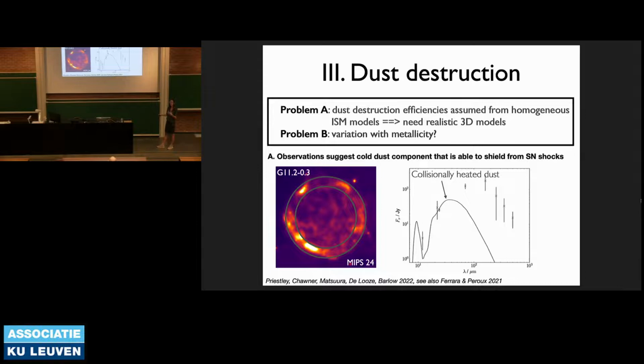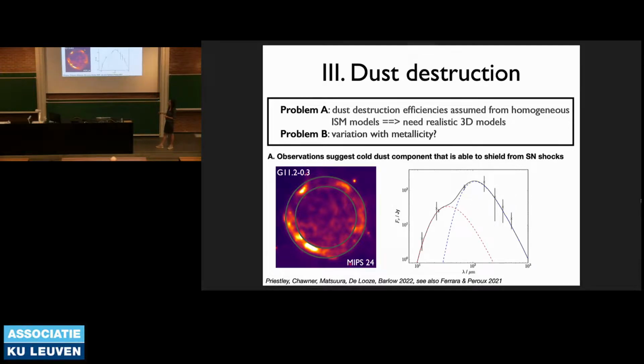So you have X-ray data, so you can calculate what your X-ray properties are, what the gas density is, and what you expect from collisionally heated dust, what would be the dust temperature. Then this would be the dust temperature that you expect, but you can clearly tell that there's a residual at longer wavelengths, which shows that there's evidence for a colder dust component that doesn't seem affected by the supernova shock front and may be able to survive. So both from simulations and from observations, there is evidence now that we're likely overestimating the dust destruction efficiency in our models.